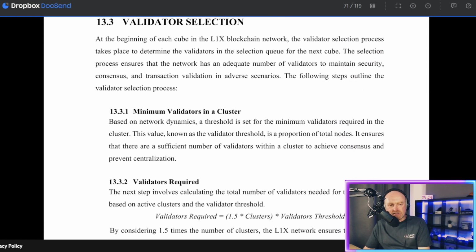13.3 Validator selection. At the beginning of each cube in the L1X blockchain network, the validator selection process takes place to determine the validators in the selection queue for the next cube. The selection process ensures that the network has an adequate number of validators to maintain security, consensus, and transaction validation in adverse scenarios. The following steps outline the validator selection process.